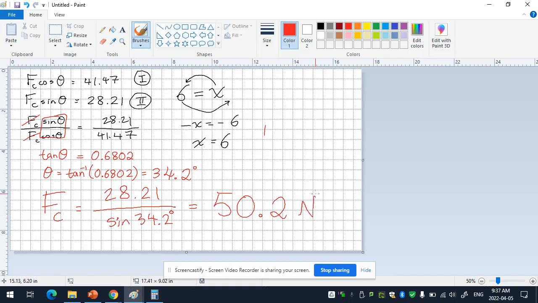Done. By the way, in such a statement, you didn't need to give me a what? You didn't need to give me a therefore statement. You know why? You've already shown me a diagram. You already showed me what angle it is and how much force there is.